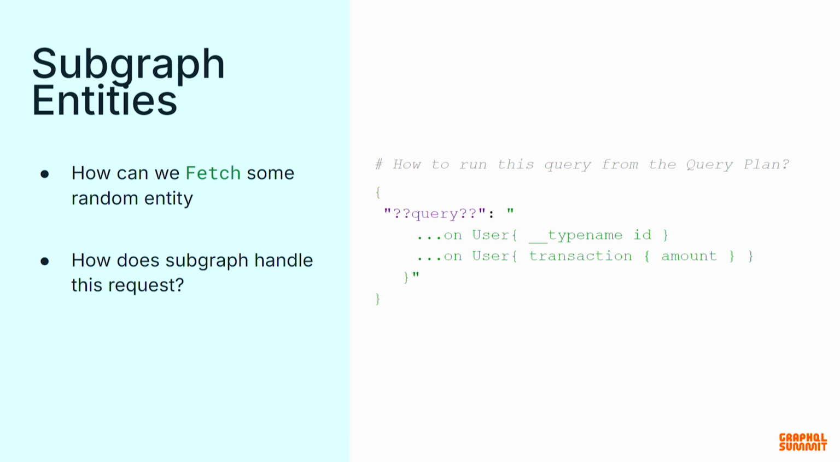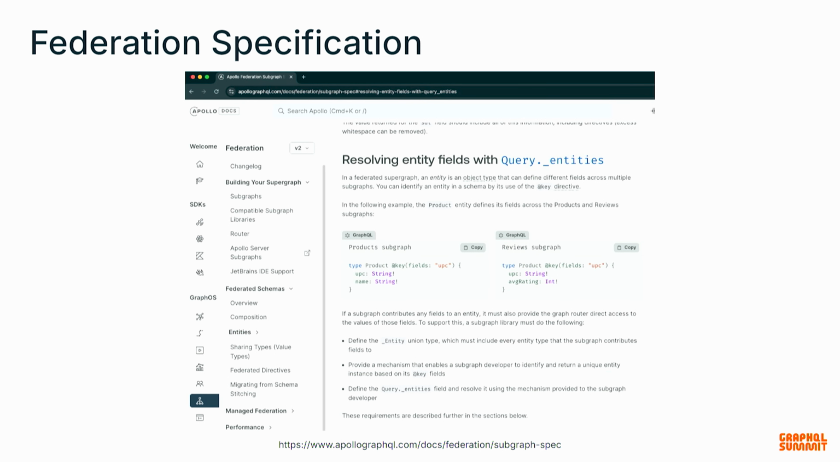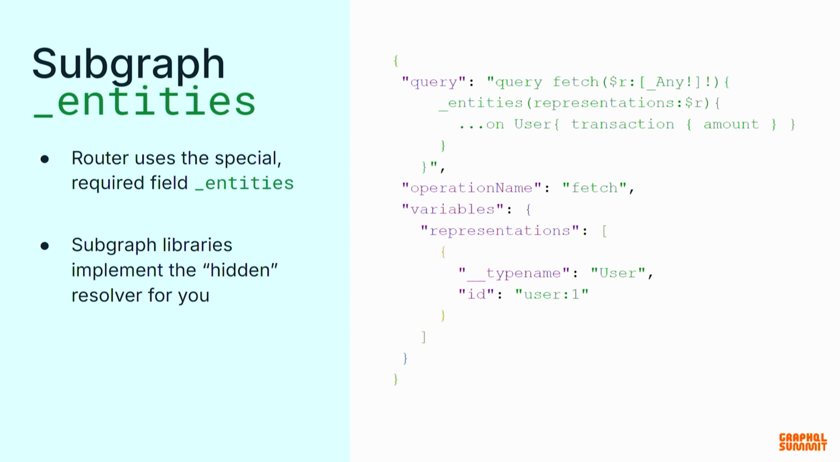Well, no. Actually, there's a secret query._entities field that exists in Federation. And this is what powers a lot of the stuff that actually happens underneath the query plan. If you want to learn more about this super secret special field, it's in the Federation spec on the Apollo docs, so you can go learn more there. But the short version is that this is a special field that the router knows and is required to exist for subgraphs, and it's hidden from you by the subgraph libraries, right?